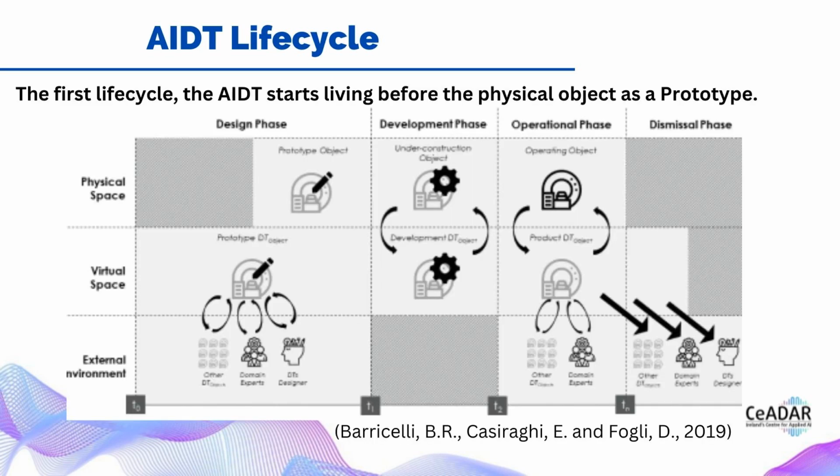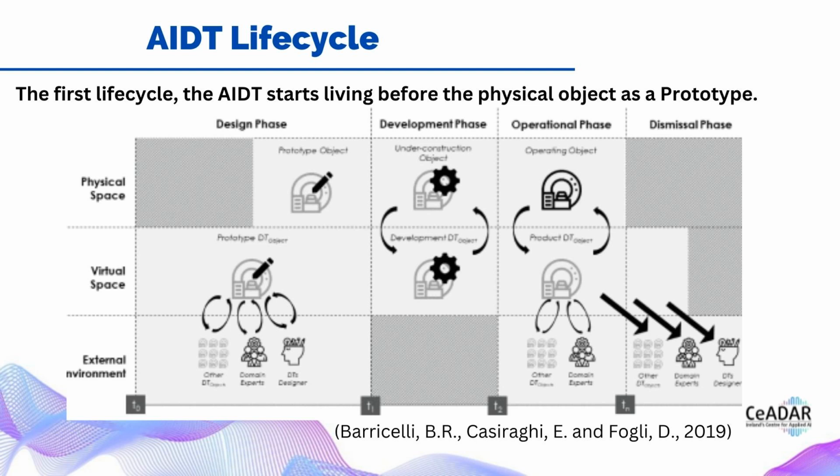Now that we understand the frameworks for digital twin, let's talk about the life cycle. There are two possible life cycles for a digital twin, depending on whether the object that needs to be twinned already exists or not. This example of the AIDT life cycle comes from the paper by Barricelli in 2019. Let's get into the first life cycle.